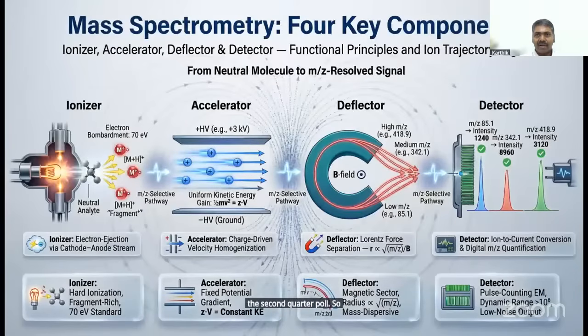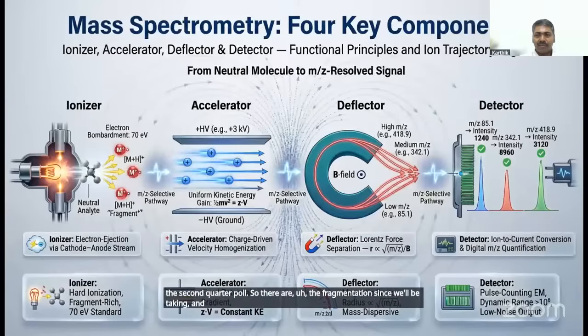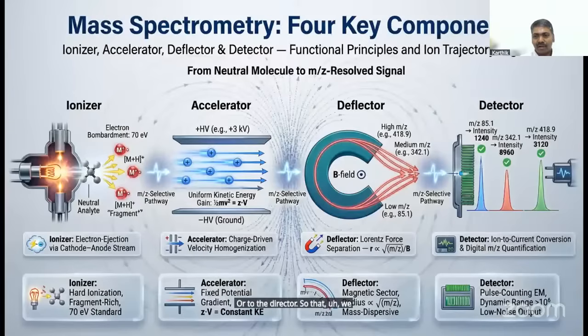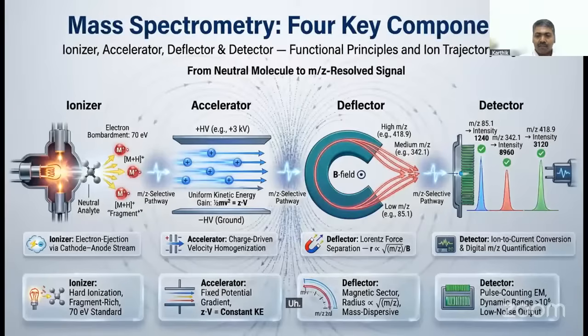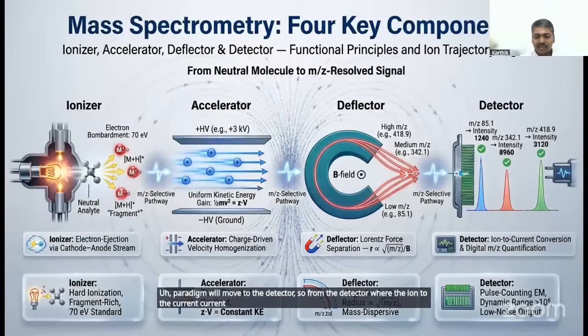There the fragmentation takes place, and from the parent, different fragments are produced. There we have to specify which particular fragment should go to the detector. The other fragments are deflected by the voltages we apply, and only the fragment ion of the particular parent ion moves to the detector. From the detector, the ion to current conversion and digital quantification are done, and the output is obtained as a chromatogram. These are the different components of the MS.